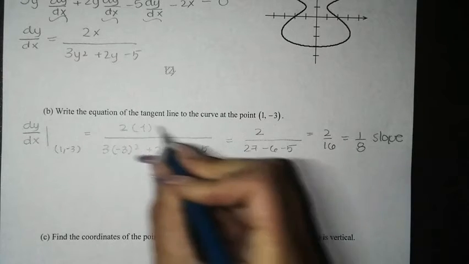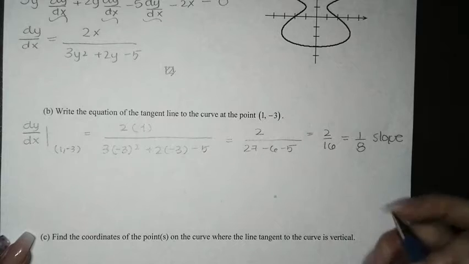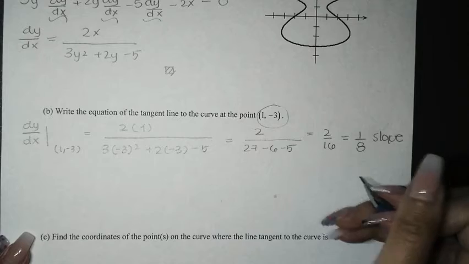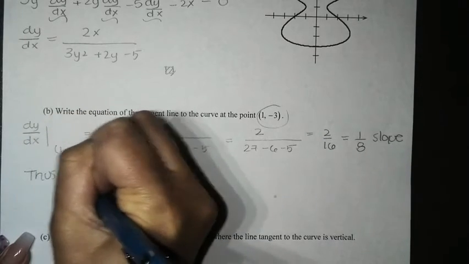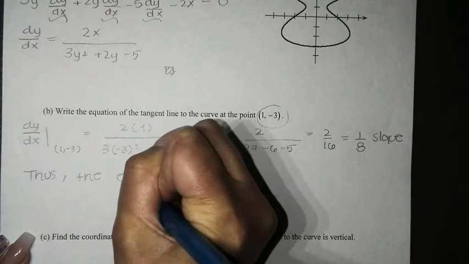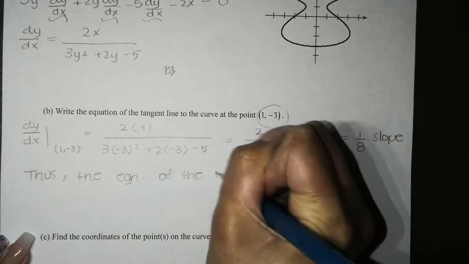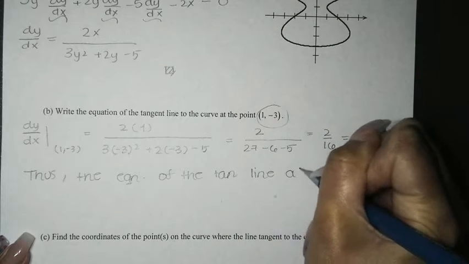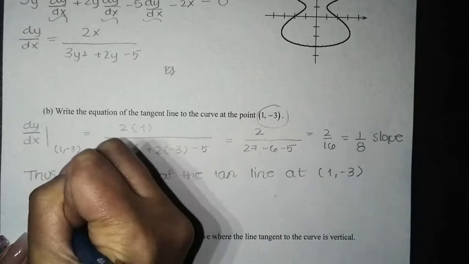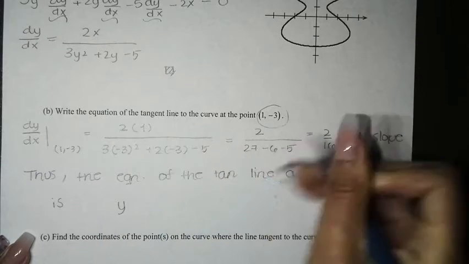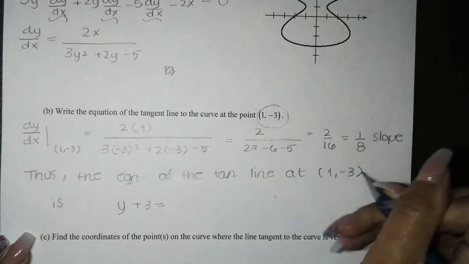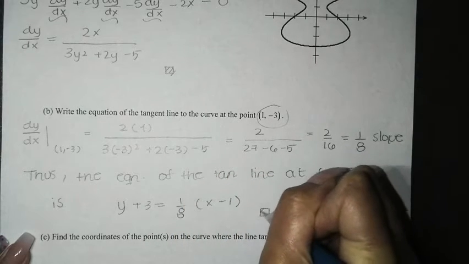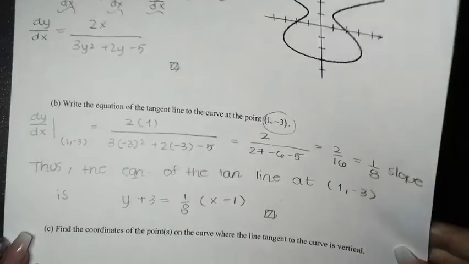Since we know that we have the slope, and you have your point, you use the point-slope form. The equation of the tangent line at (1, -3) is going to be y plus 3 equals 1/8 times (x minus 1). That's it. Okay, let's move on to part C.